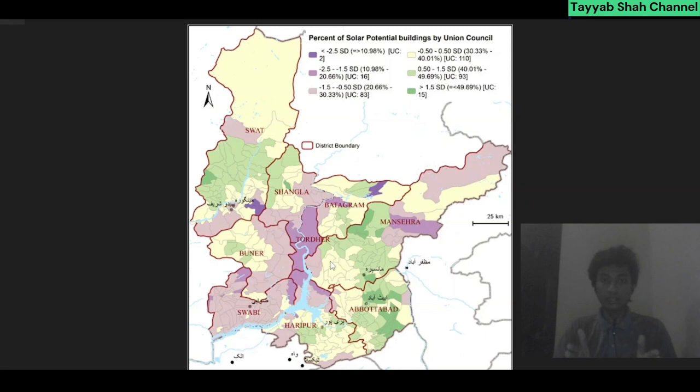In our case, we are using this tool to identify the percentage of solar eligible buildings within a union council, and also the value within its neighboring union councils. For that reason, this tool is very important for geospatial analysis purposes.